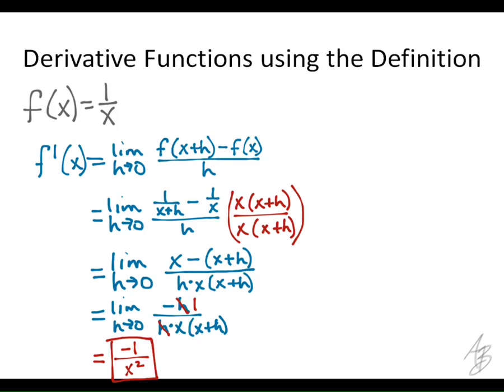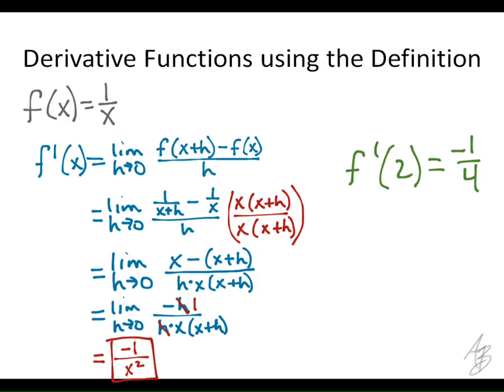Okay, now, that's the derivative of 1 over x. So the function 1 over x has the derivative negative 1 over x squared. Now, if I want to know what the derivative of 1 over x is at 2, so the question actually asked for this. I want to know what the derivative is at 2. All I have to do is plug 2 in for x here, and I get negative 1 over 4.